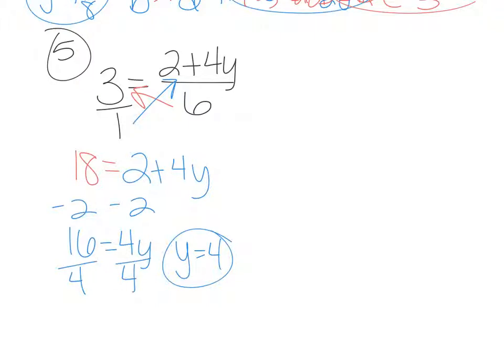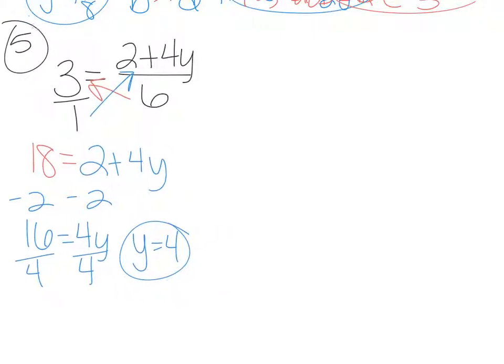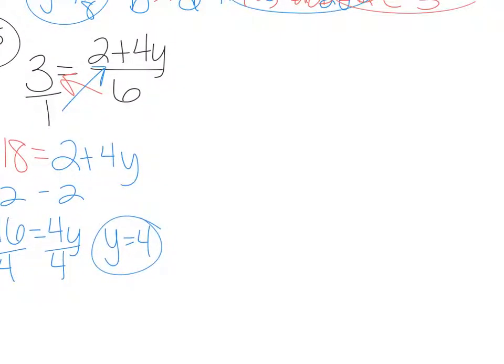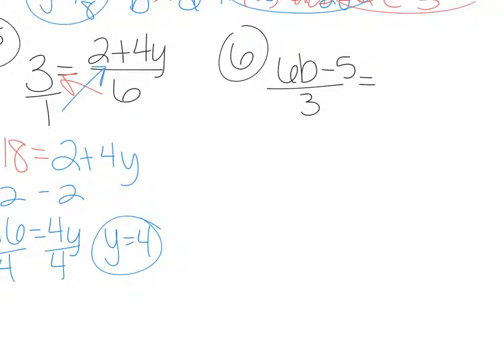Okay, we'll do one more together. I'll have you try the last 2 on your own. Okay, number 6. 6b minus 5 over 3 equals 12b minus 10 over 6. Okay, I have my proportion ready to go.